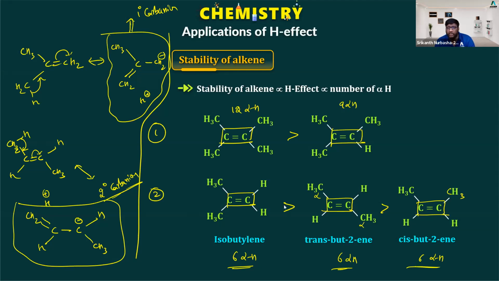So whenever you have an equal number of hyperconjugated structures, and if the two structures are cis and trans, you have to compare based on repulsion. If both are not cis and trans, you have to write the respective hyperconjugated structures. If you draw the hyperconjugated structures, you will get an idea of which carbanion is obtained and which is more stable. So trans-butene is greater, then isobutylene, then cis-butene. That is the right order.